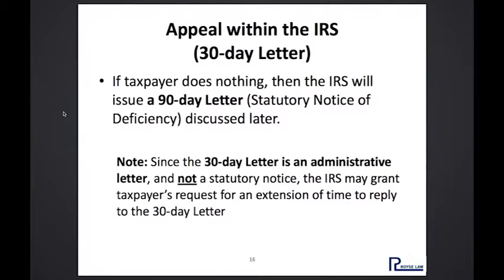If the taxpayer does nothing in response to that 30-day letter, then the IRS will issue a 90-day letter, also known as a statutory notice of deficiency, a NOPA, a stat notice, or a SNOD. I'll discuss the 90-day letter a little bit later in this presentation. Now, note that since the 30-day letter is an administrative letter and not a statutory notice, the IRS may grant the taxpayer's request for an extension of time to reply.